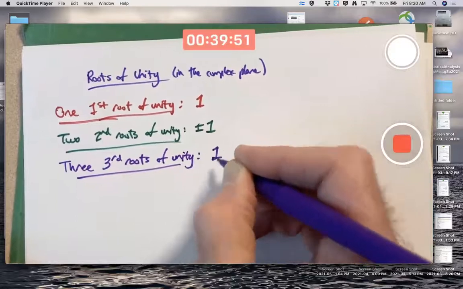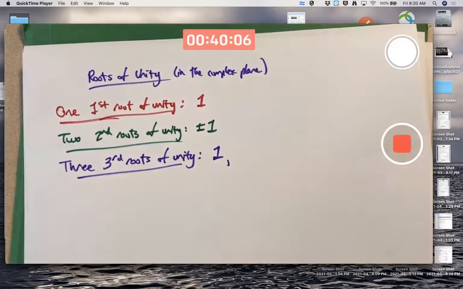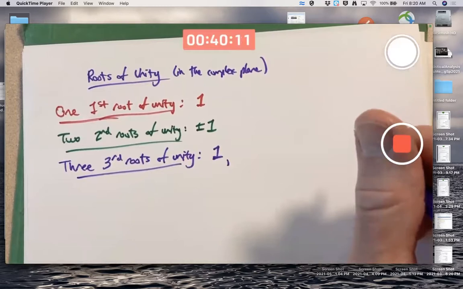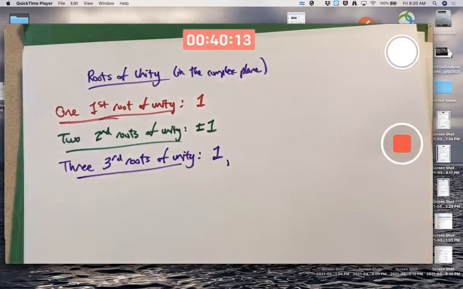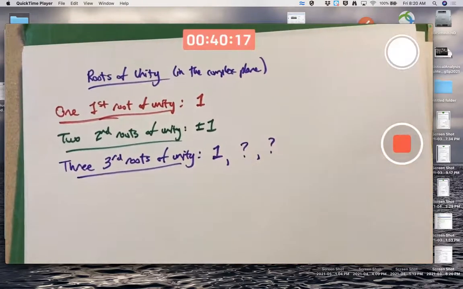1 is one of them. In fact, this pattern continues. 1 is always an nth root of unity. An nth root of 1 is 1, but it's not the only one, pun intended. What else, though? There's 2 more. I'll put question marks. How could we figure out what they are?